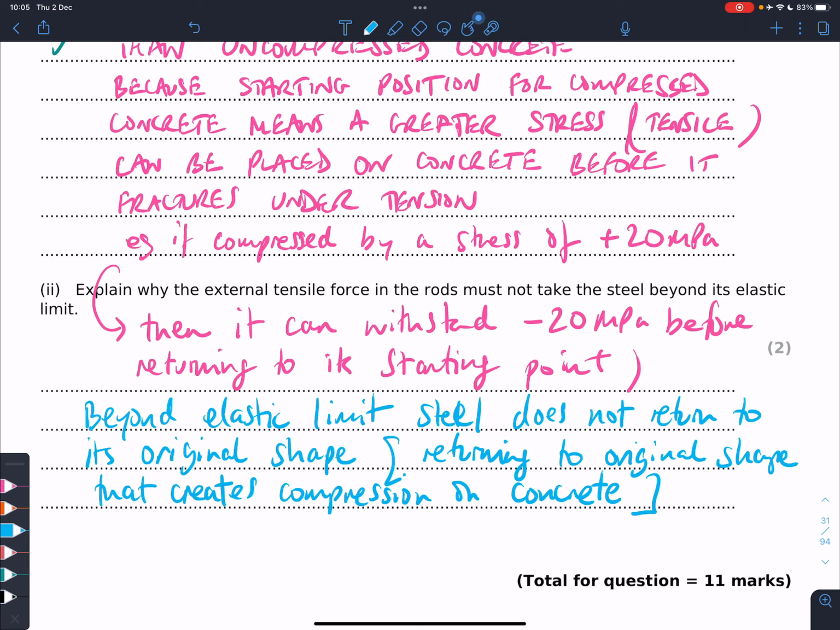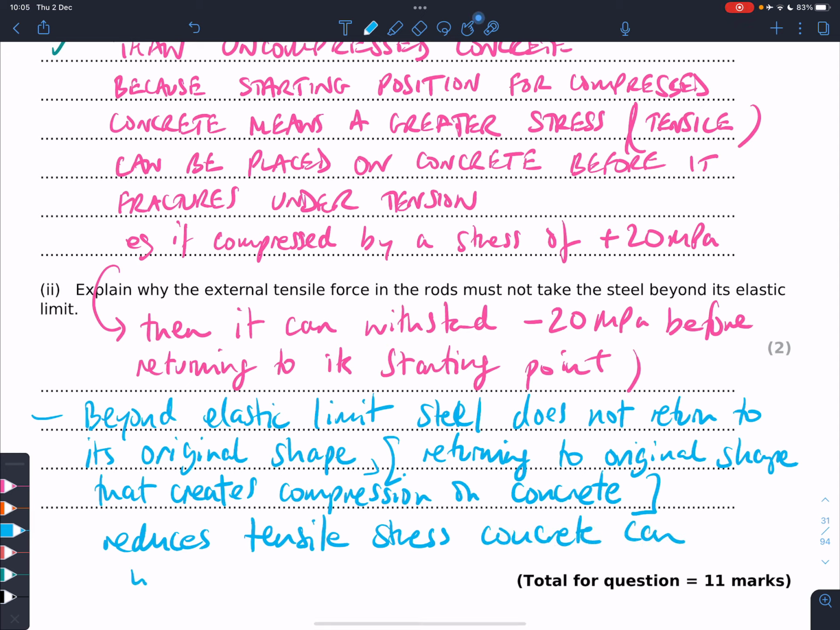Okay, so beyond the elastic limit, steel does not return to its original shape, and this reduces the amount of tensile stress that concrete can withstand. Basically, it doesn't place it under as much compressive stress at the starting point. Okay, so this is an interesting question, and it's pretty long, but 11 marks. There you go.